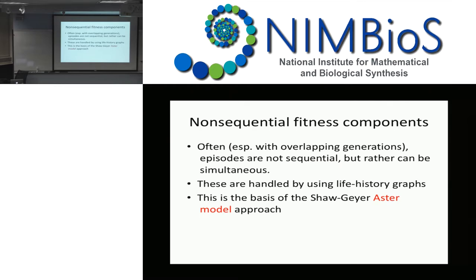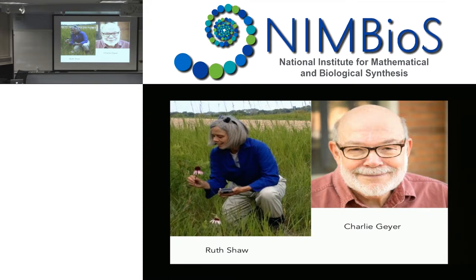Charlie Geyer came up with Aster models. And so here they are. So that's the Aster that Ruth worked on. Ruth is one of our best evolutionary plant ecologists. Another one of her claims to fame is that she and I were both with Joe Felsenstein. She was a postdoc after I was there, but she was able to convince Joe to babysit her child while she went and took classes. And that's really impressive.